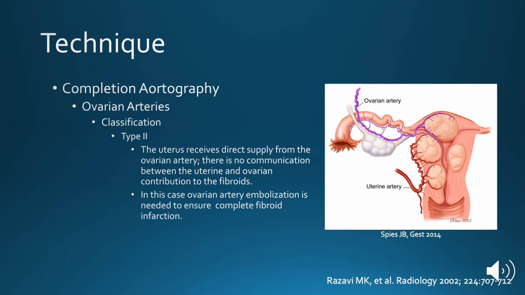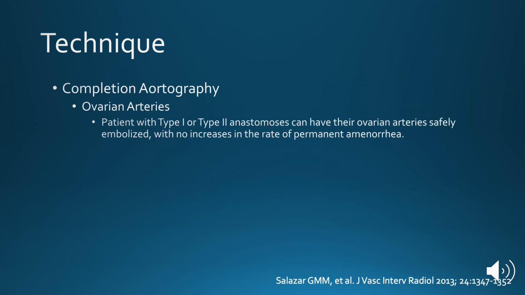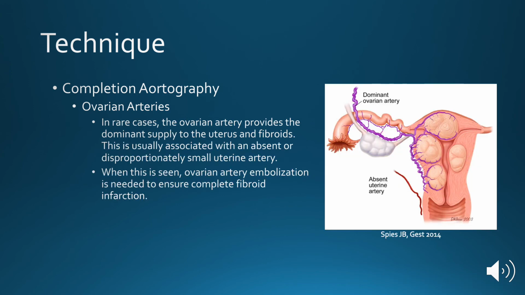What we know is that patients with type 1 or type 2 anastomoses can have their ovarian arteries safely embolized with no increases in the rate of permanent amenorrhea. In rare cases, the ovarian artery provides the dominant supply to the uterus and fibroids, and this is usually associated with an absent or disproportionately small uterine artery. And when this is seen, ovarian artery embolization is definitely needed to ensure complete fibroid infarction.